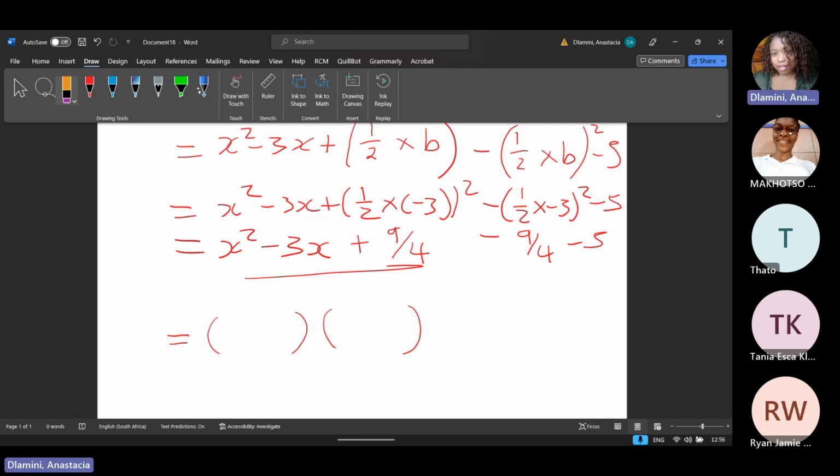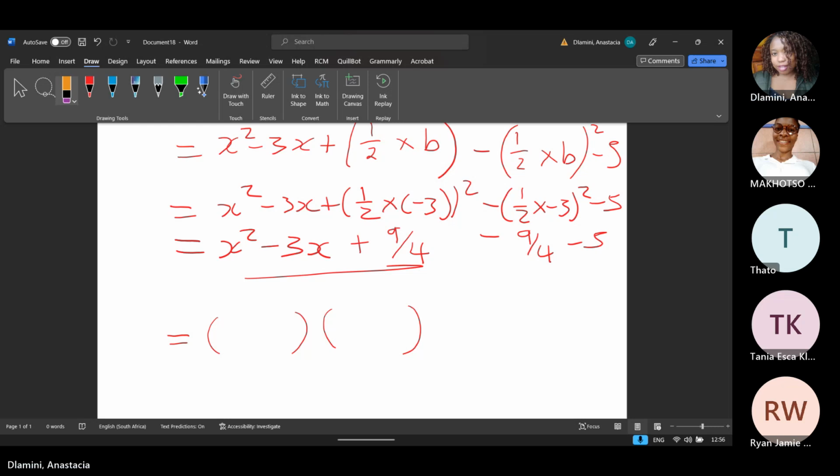Can Ryan help you with that one? I don't want you to find those numbers. I want him to point you to those numbers. Ryan? Yes, ma'am. So when you're going to factorize the trinomial up there, you're going to get x minus 3 over 2 in one bracket and then exactly the same in the other bracket. What did you do?